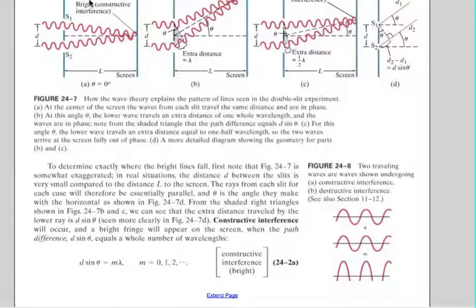Okay, so this is going to be the first video in chapter 24. I decided to do something a little different this time and just look at some screenshots of the book, because this shouldn't take as long.